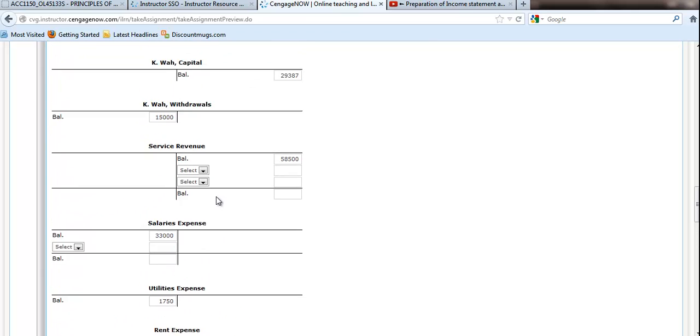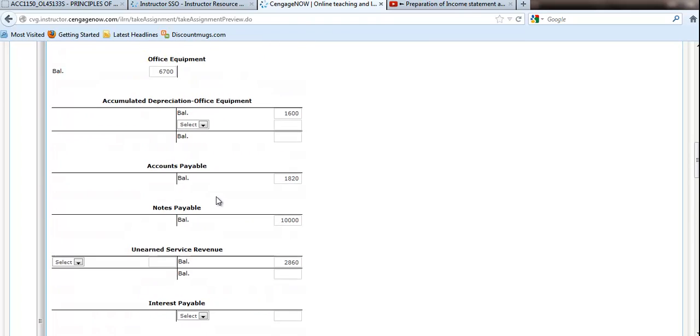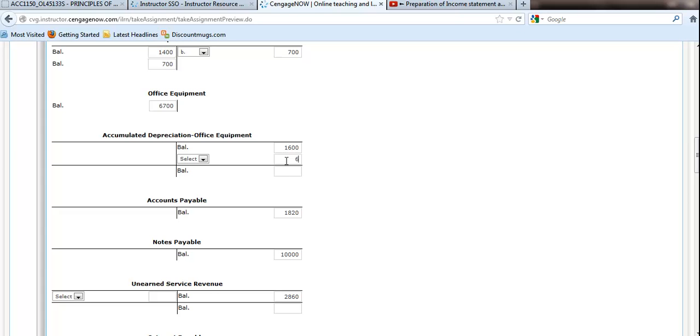And then I'll credit my accumulated depreciation for $600. And that's also transaction C. So I am here, just because the amount of boxes are there, I can see that I can go ahead and balance. And this account has $2,200 in it now.